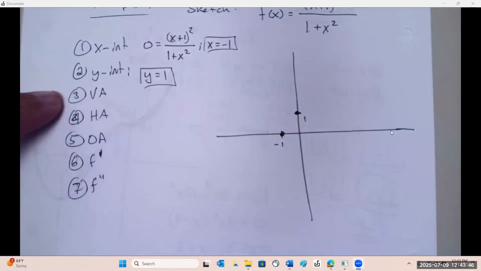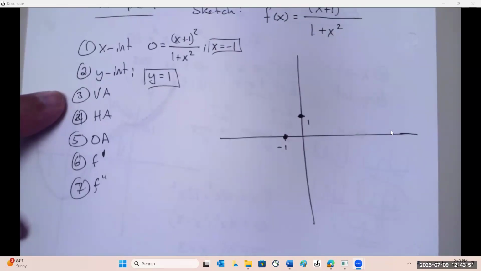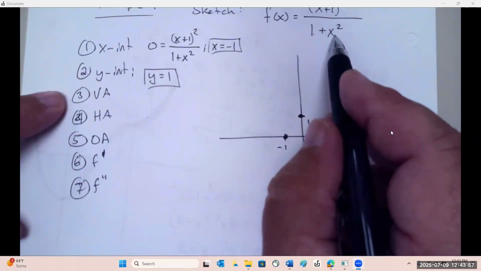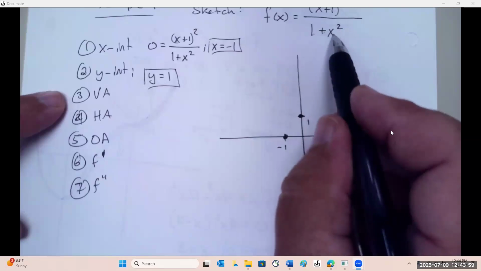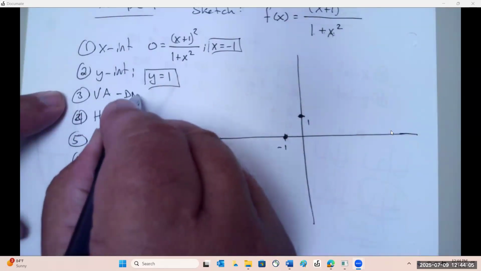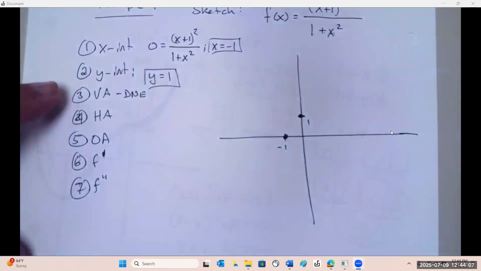Do we have a vertical asymptote? How do you find the vertical asymptote? Set the bottom equal to 0. Can the bottom ever equal 0? No, because it's plus, and this is always even. So it can never be negative. So no vertical asymptotes. Do we have a horizontal asymptote?